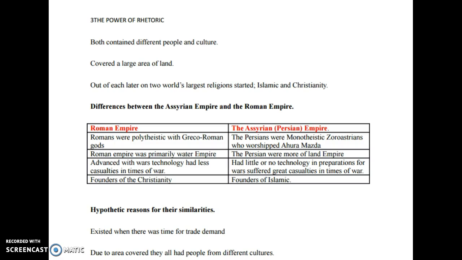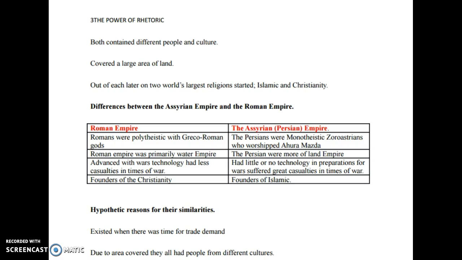Another key similarity between the two of them is that at the end of their kingdoms, or at the end of their culture, two great religions of the world sprang up. The Persian Empire is where we find Islam coming from, and from the Roman Empire, Christianity. These both will be examined later.